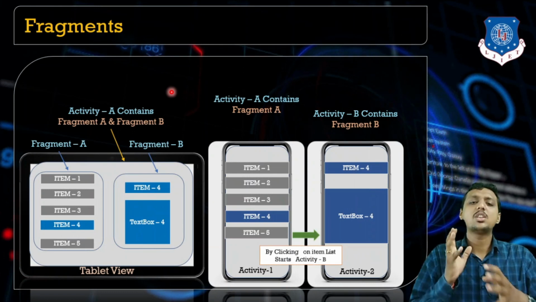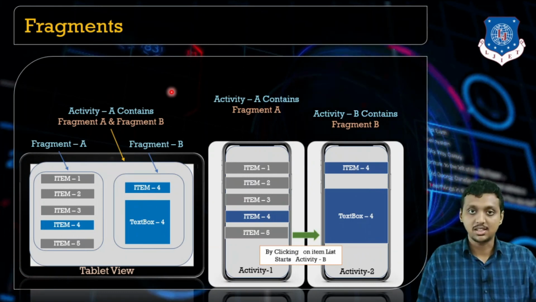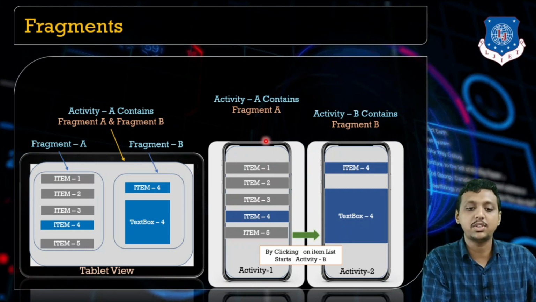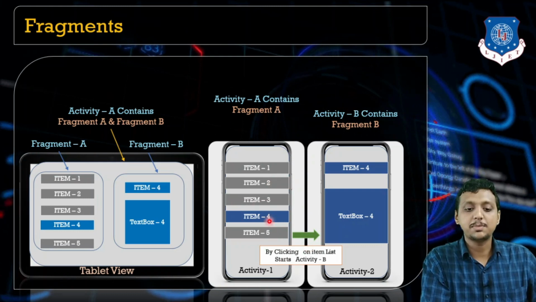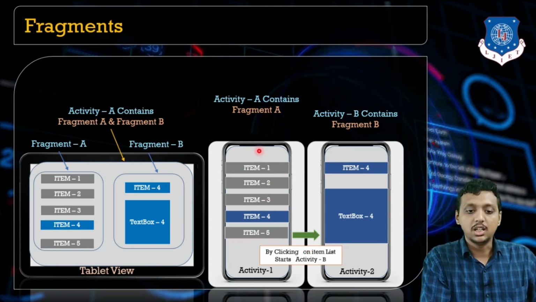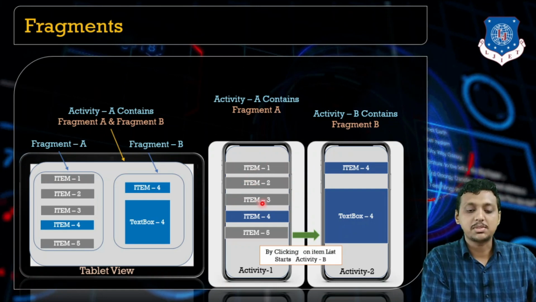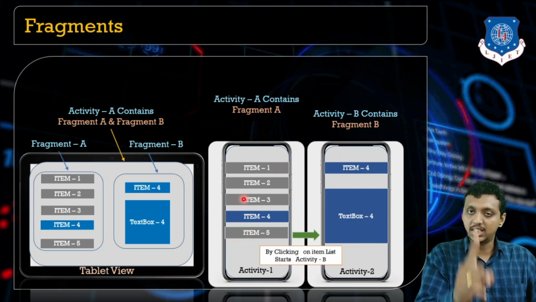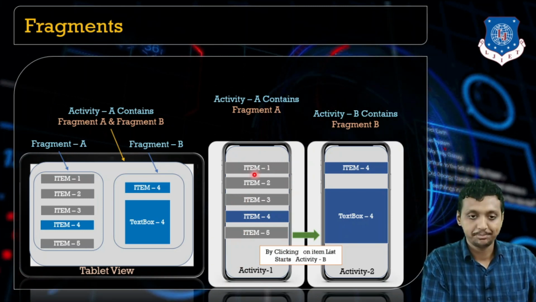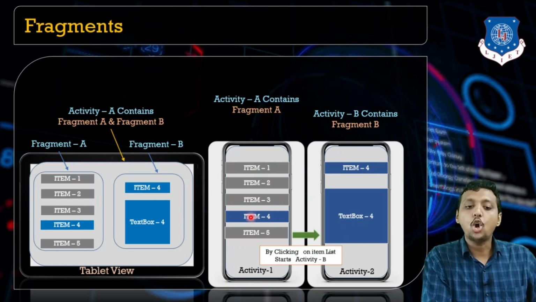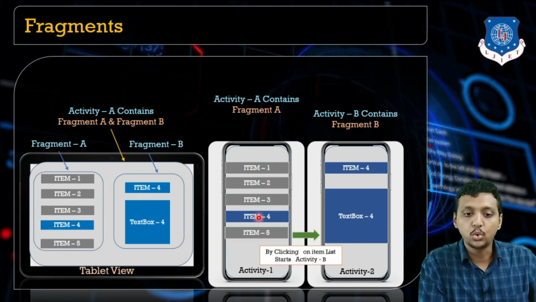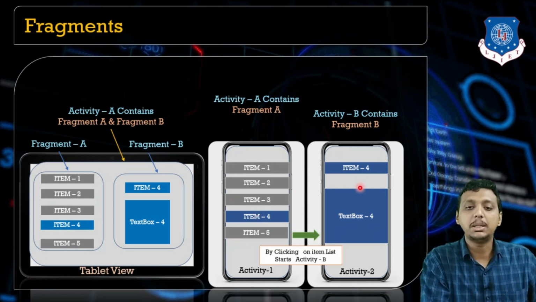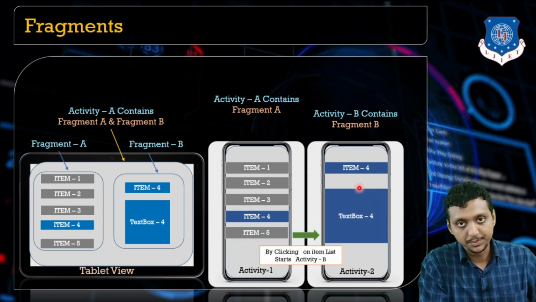Now, how does the fragment concept work in tablet and smartphone devices? This is the best example. Just imagine a situation. This is my smartphone screen, students. I can see the list of items like item 1, 2, 3 and 4. Here is activity A, and it contains fragment A. Now, when I click on item number 4, I am redirected to another activity. This is activity B that contains fragment B.